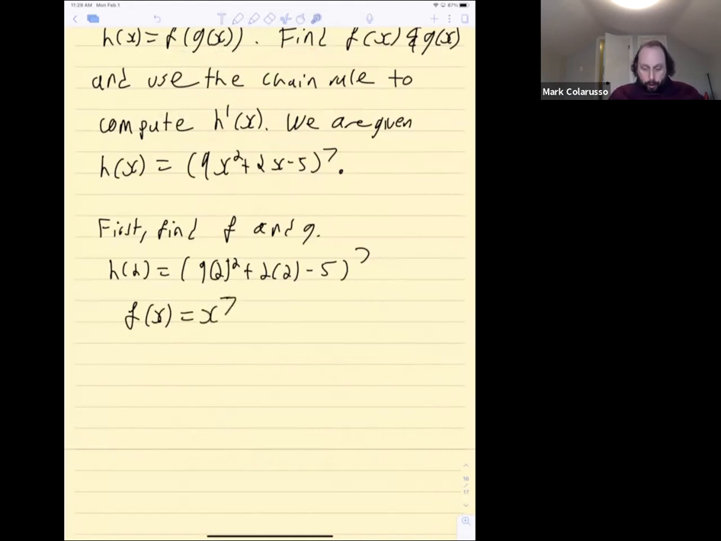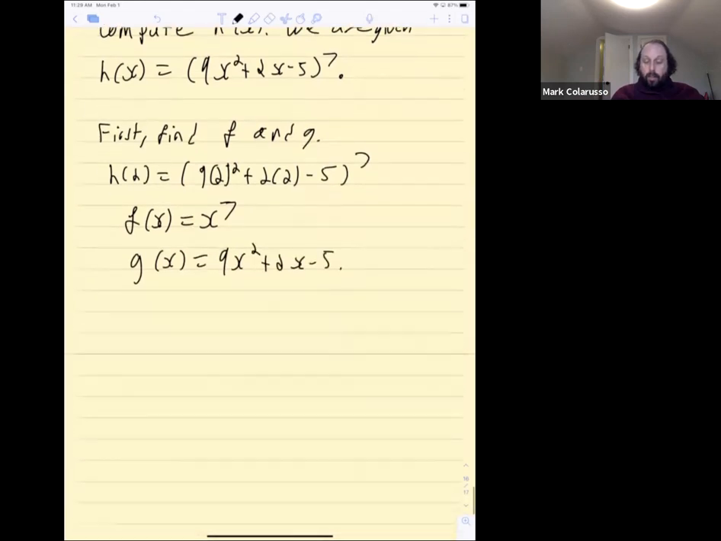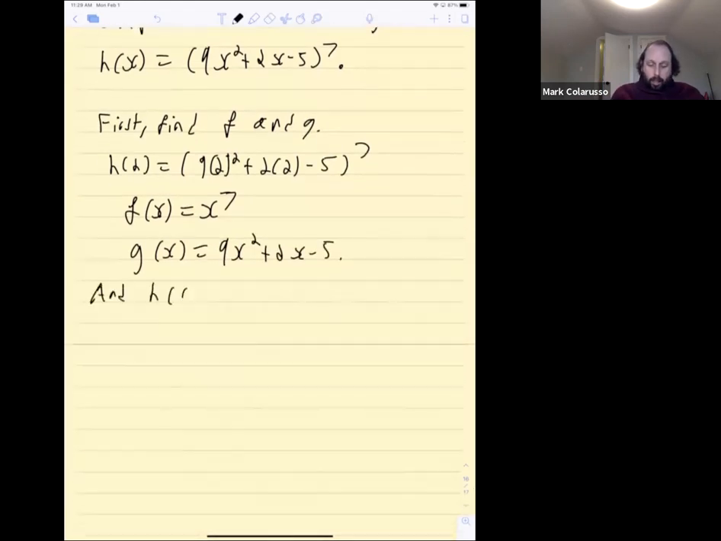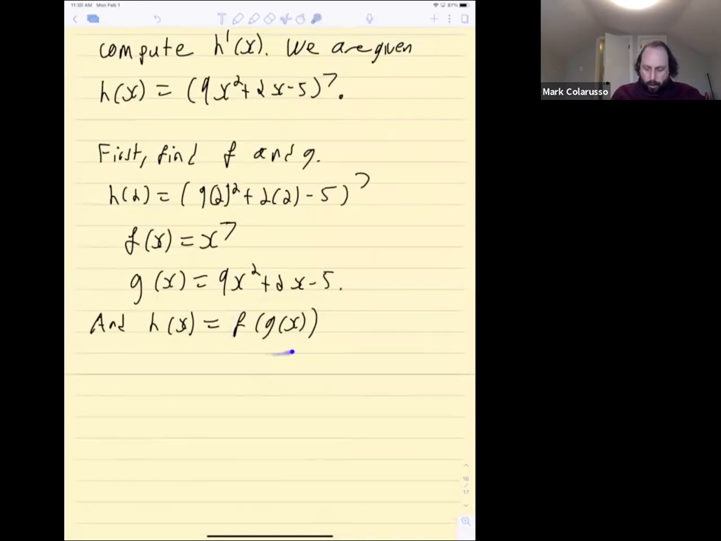And then the first thing we did, if we were computing this on our calculator, would be to compute this quantity, 9 times 2 squared plus 2 times 2 minus 5. So the first thing you do is compute this quantity, 9x squared plus 2x minus 5. And h at x is f composed with g at x. Okay, so you can verify this by just computing this like we did in the very first example and making sure that it's the right thing. But we won't do that.